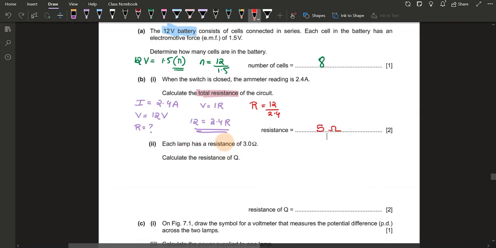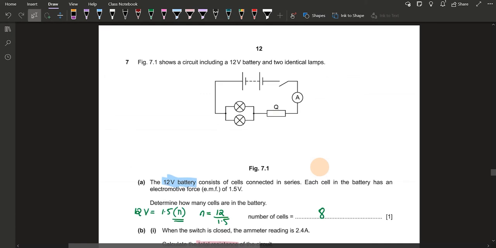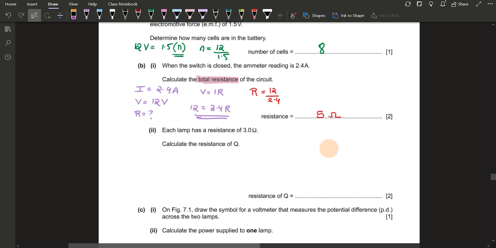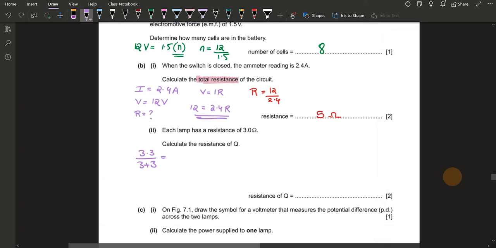Part 2 says each lamp has a resistance of 3.0 ohms. Calculate the resistance of Q. So we have two lamps here. Each of the lamps has 3.0 ohm resistance. So to find the total combined resistance of this, we have to use our formula, which is given, or you have learned this formula before, which is R1 into R2 divided by R1 plus R2. So in this case, R1 and R2 both are same. So we can find the combined resistance, 3 into 3 divided by 3 plus 3, which is going to give us our answer as 1.5 ohms.